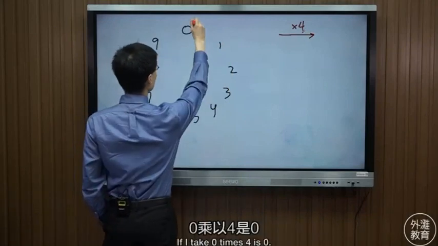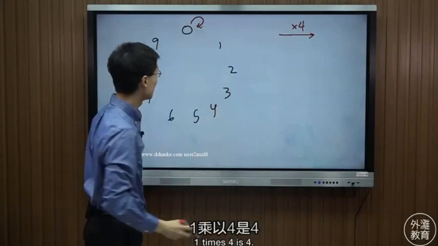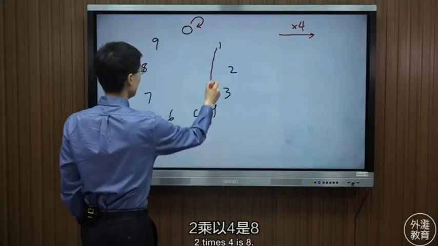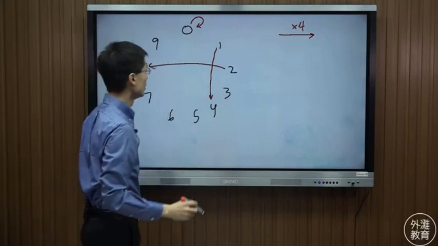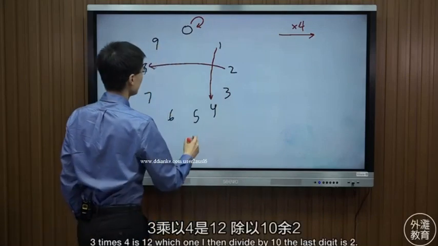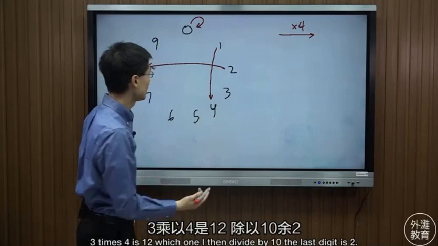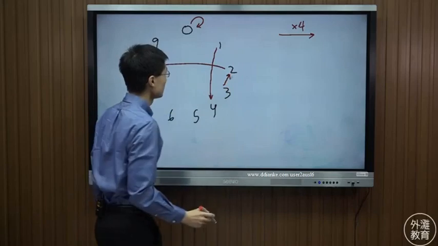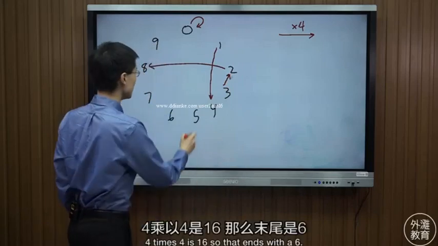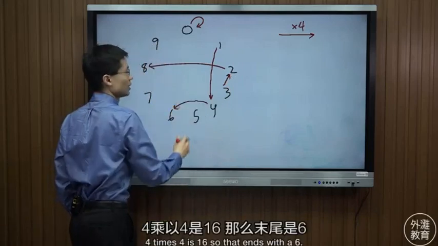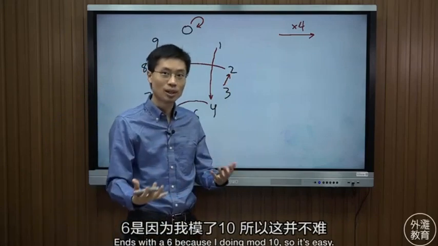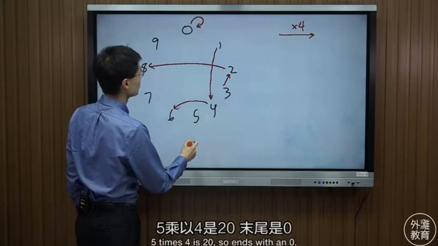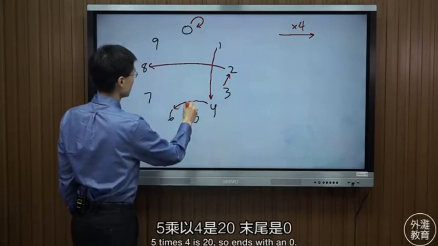If I take 0 times 4, that's 0. 1 times 4 is 4. 2 times 4 is 8. 3 times 4 is 12, which when I then divide by 10, the last digit is 2. 4 times 4 is 16, so that ends with a 6. Ends with a 6 because I'm doing mod 10, so it's easy. 5 times 4 is 20, so it ends with a 0.